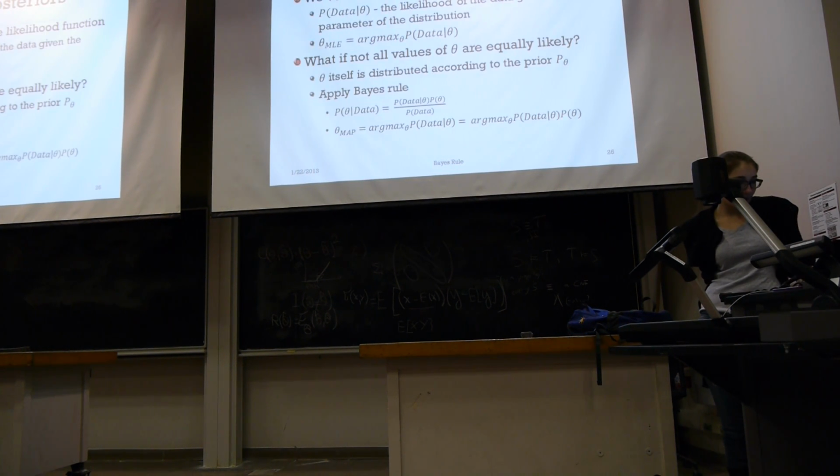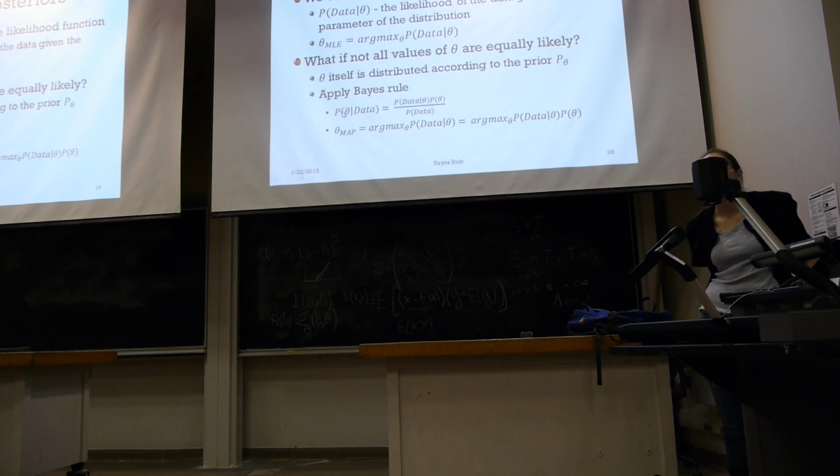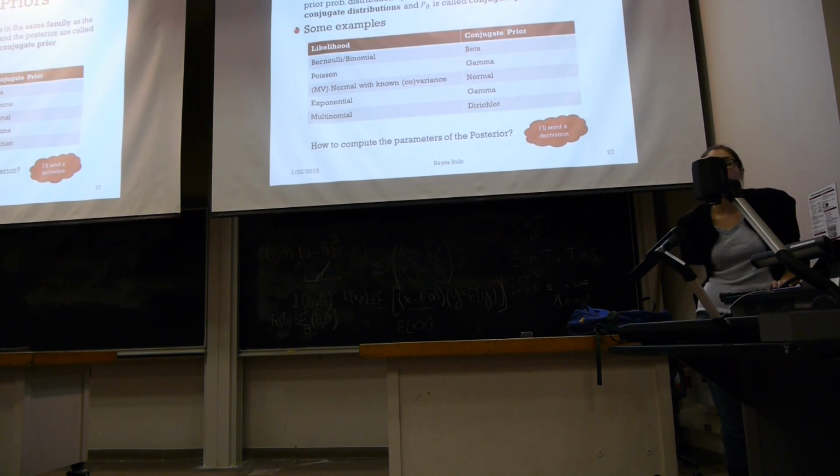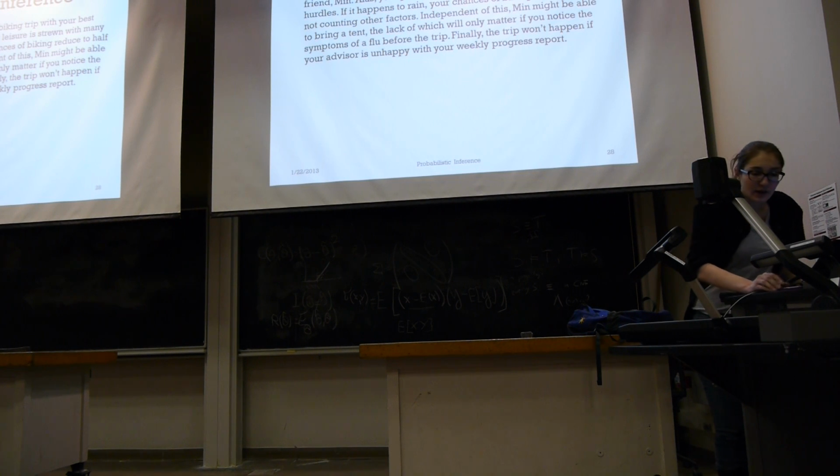And the answer is you basically apply this formula. So you compute this product, and then you normalize, because you know that the posterior has to be a probability distribution, so it has to sum to 1. But you're going to see that in the example that I'll send.